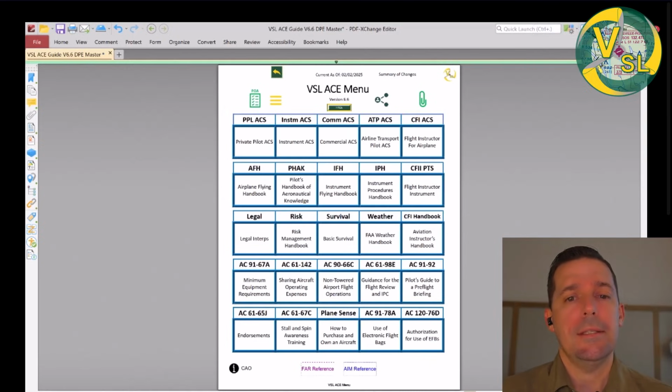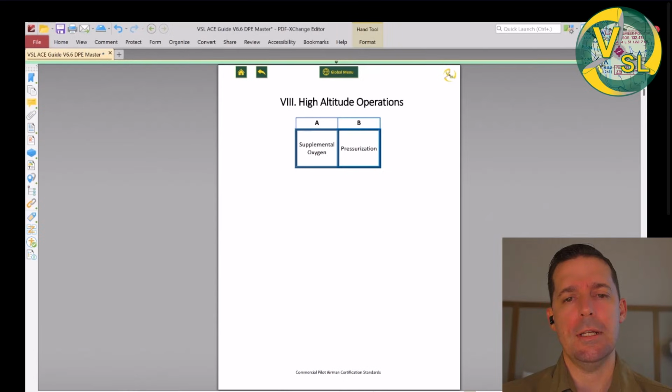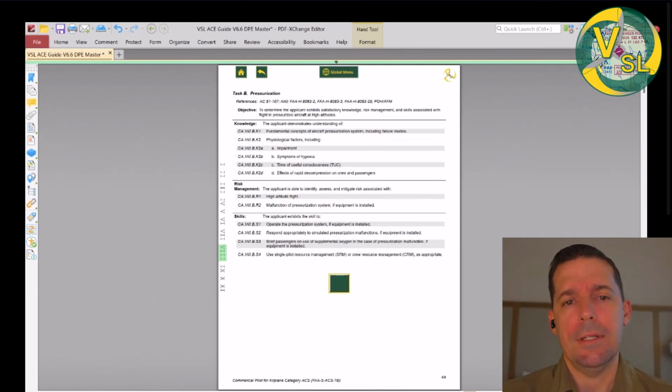So what we're going to look at today is high altitude operations in general, and that encompasses a couple different things. The first place that you're going to be exposed to this is in the commercial check ride. Area of operation 8, high altitude operations. It has 2 tasks, supplemental oxygen and pressurization. So that's task A and B.